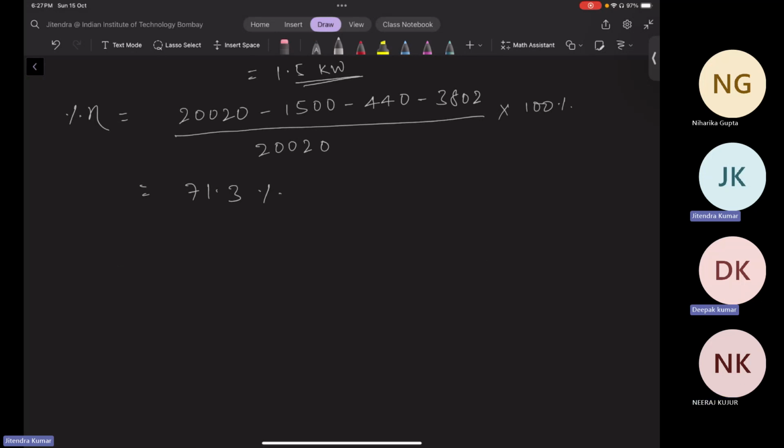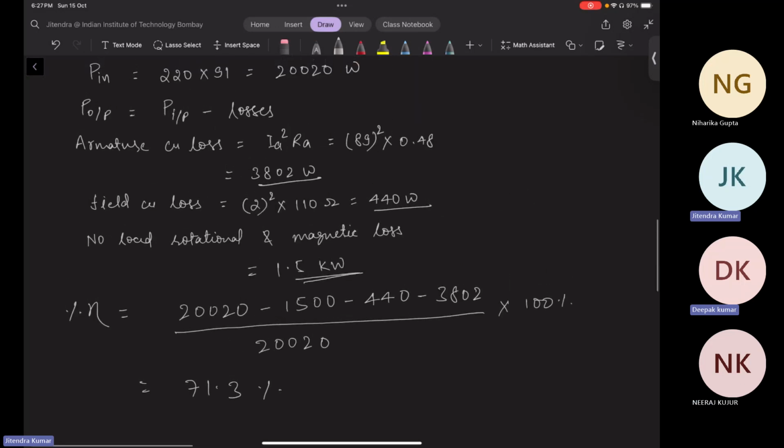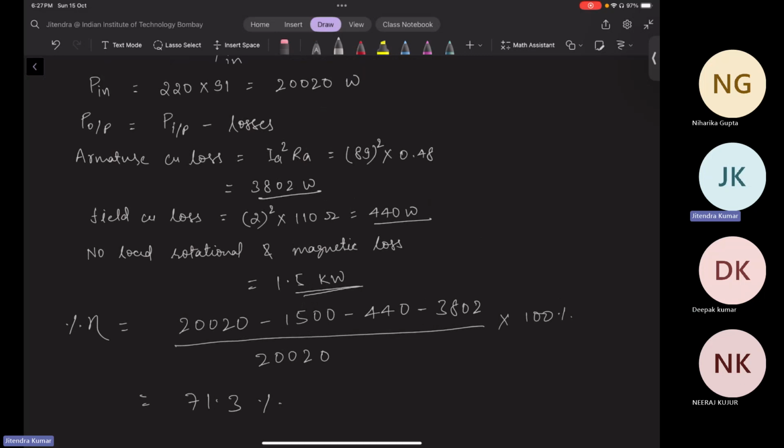But in this case, we have included the field losses in the constant losses. Field losses we have included in the constant losses. No, sir, it is calculated separately, 440 watts. We haven't included the field losses in constant losses.